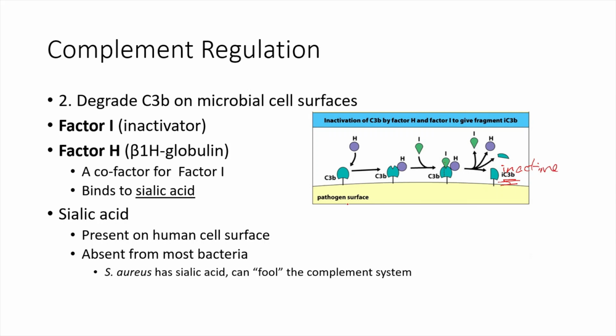All right, so here is the catch. It binds to a sialic acid part on the surface of some pathogens, and what happens is that some bacteria can have more sialic acid groups to fool the system, making it think, hey, this may be a human cell, or there's some regulator here. So it degrades more of these C3b, basically inactivating the complement system.